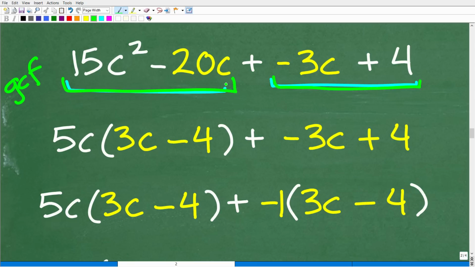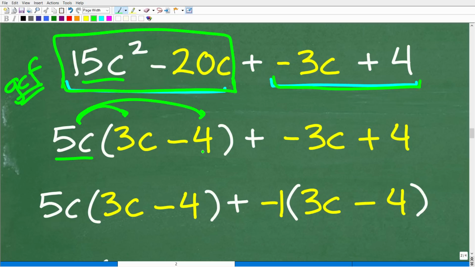Okay, so what is the greatest common factor here? So we have 15c squared and negative 20c. Well, what we can do is factor out a 5c. Now, of course, if we don't understand how to factor out the GCF, that will be a problem. But 5c times 3c is 15c squared, and 5c times negative 4 is negative 20c. Okay, so we just factored out this 5c here. And now over here, we have negative 3c plus 4.